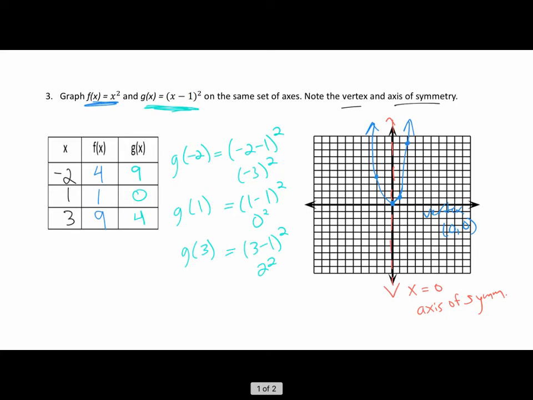Negative 2, 9, 1, 0, and 3, 4. So that's going to look like the same shape. Just the vertex has moved, right? The vertex moved to the right 1 unit, so that's 1, 0. And since the vertex moved, the axis of symmetry is going to move as well. Now this axis of symmetry is going to be x equals 1.